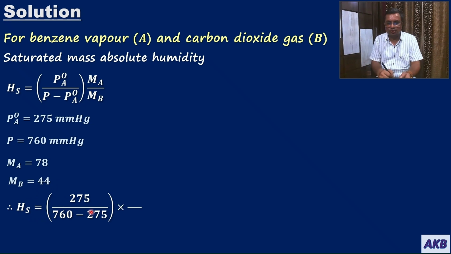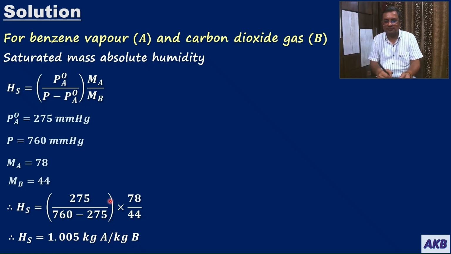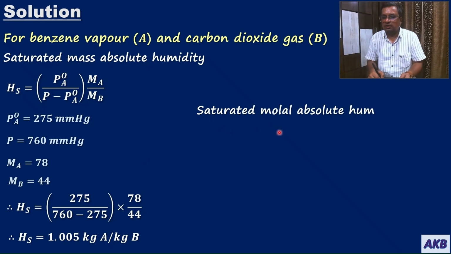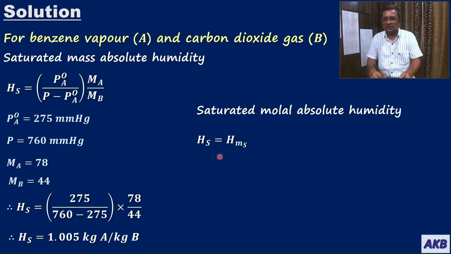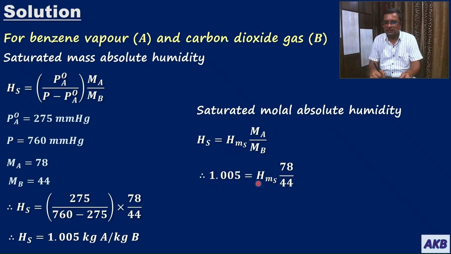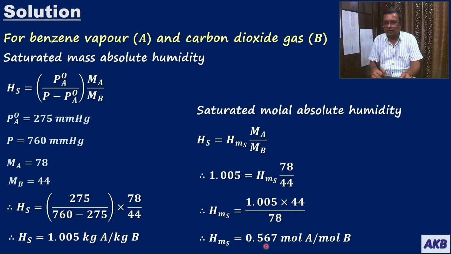So therefore Hs is equal to 275 divided by 760 minus 275 into 78 by 44. That gives us Hs as 1.005 kgA per kgB. So this is saturated mass absolute humidity. Now let us get saturated molal absolute humidity. So for that we will be using this equation. Hs is equal to Hms into Ma upon Mb. That is 1.005 is equal to Hms into 78 by 44. So that is Hms is equal to 1.005 into 44 divided by 78. That gives us Hms as 0.567 moles of A per mole of B.